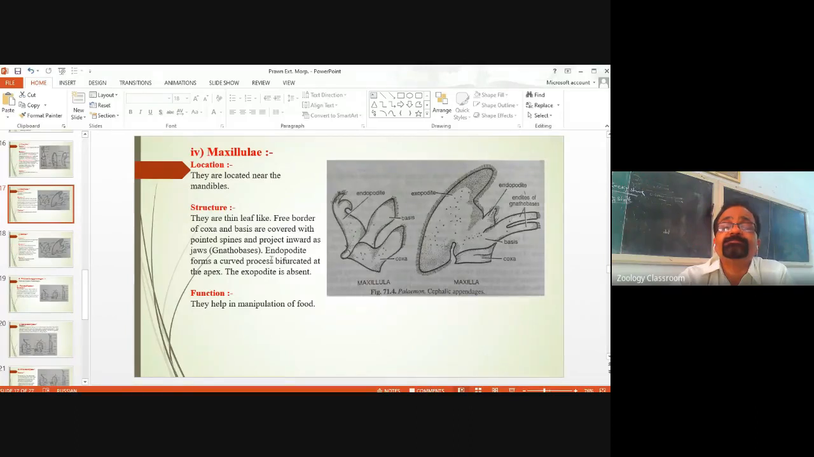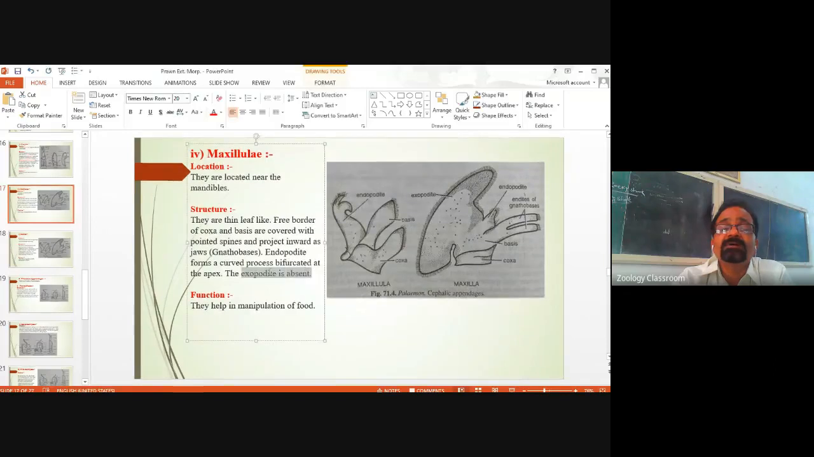The endopodite forms a curved process. This is the basis, and the endopodite is emerging from the basis, bifurcated at the apex. Here it has divided into two parts. The exopodite is absent. So this cephalic appendage, the maxillule, is again uniramous, as the exopodite is absent.